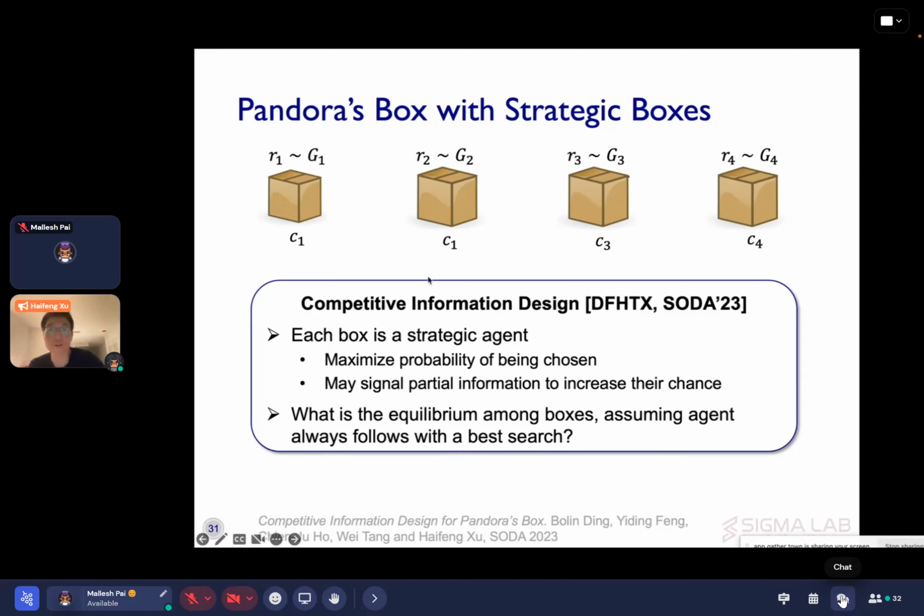For those of you working in game theory, particularly in Stackelberg games, this is really a multi-leader, single-follower Stackelberg game. Every box is a leader, and the agent is the only follower who observes the leaders' strategies and decides how to act.